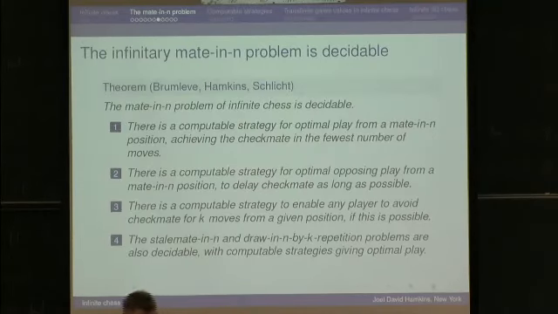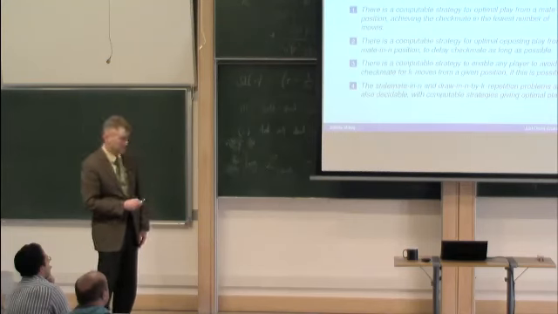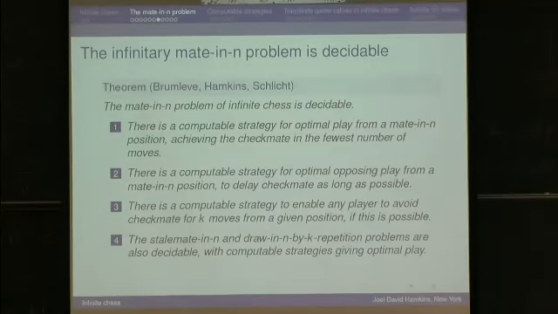And then later on we proved it. So the mate in n problem is decidable, even though that natural formulation is 2n alternating quantifiers. Furthermore, there's a computable strategy for optimal play for both sides from a mate in n position. So if the position is mate in n, then the winner can achieve the checkmate in the quickest possible way by computable play, and similarly the loser can delay the checkmate as long as possible.